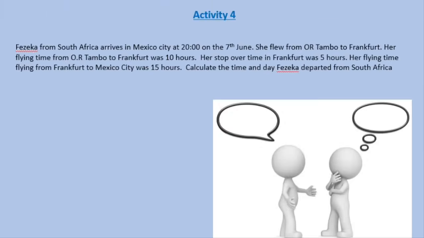We have another activity that we must do together. It reads as follows. Fezeka from South Africa arrives in Mexico City at 20 hours on the 7th of June. She flew from OR Tambo to Frankfurt. Her flying time from OR Tambo to Frankfurt was 10 hours. Her stopover in Frankfurt was 5 hours. Her flying time from Frankfurt to Mexico City was 15 hours. Calculate the time and day Fezeka departed from South Africa.